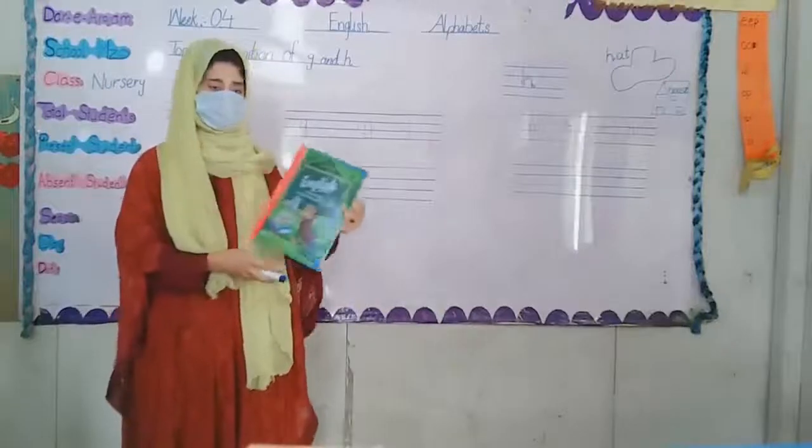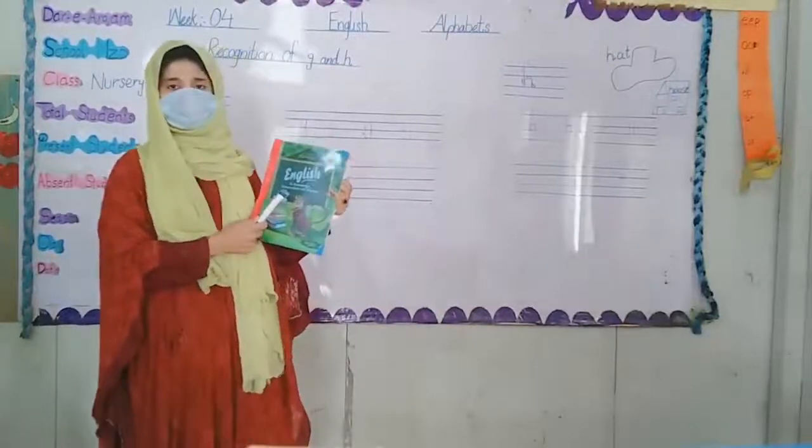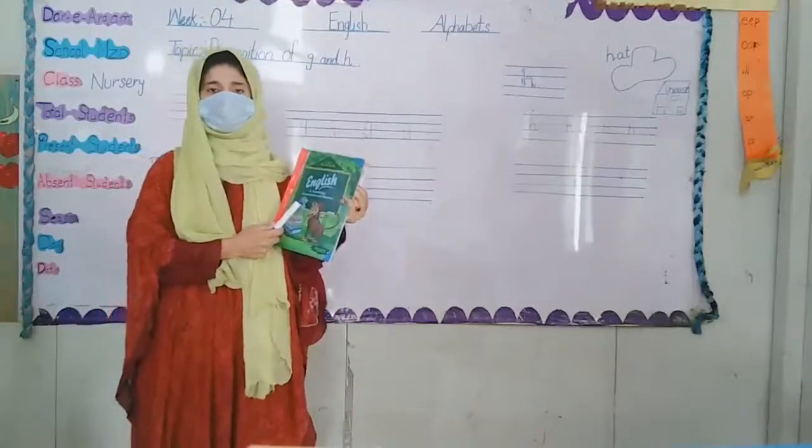Today we are going to start our English workbook of class nursery. So let's open the English workbook of class nursery. Dear student, according to our planning, it's week 4. First of all, mention the date on the top, like the date is the 21st of July and the day is Tuesday. Mention the date on the top and the day.